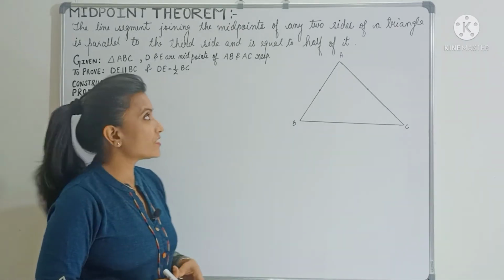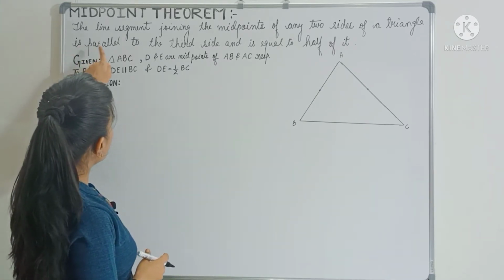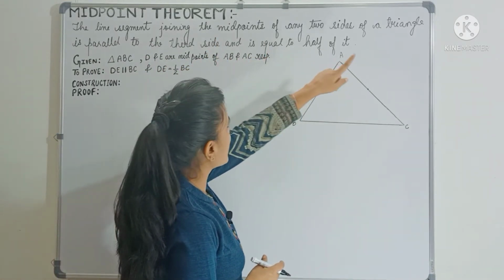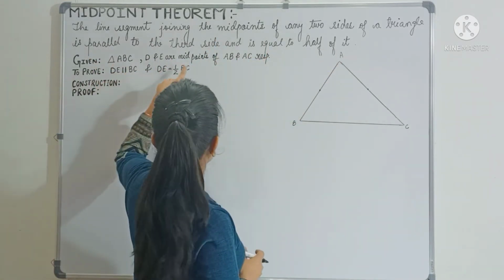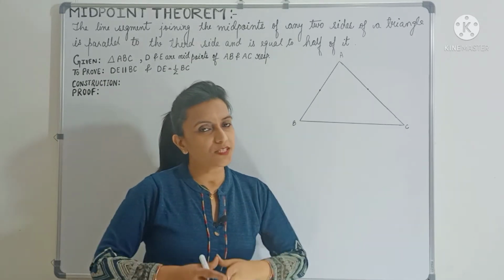Let's see what the midpoint theorem states. It states that the line segment joining the midpoints of any two sides of a triangle is parallel to the third side and is equal to half of it. Now what does this mean?